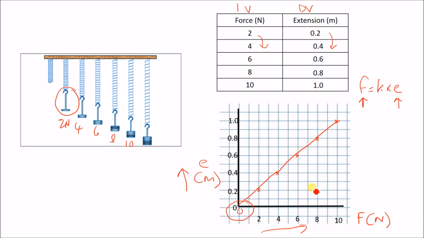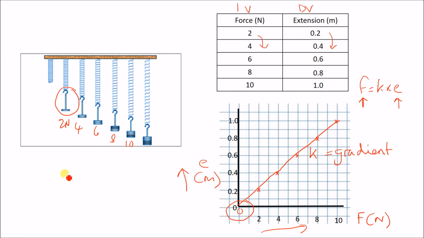Okay, so let's look at some numbers, because we're going to use this graph now to explain the spring constant. So the spring constant is K, and K is just a relationship between these two things. So that means K is just a gradient. So K is the gradient of this line. The spring constant is the gradient of the relationship between force and extension.